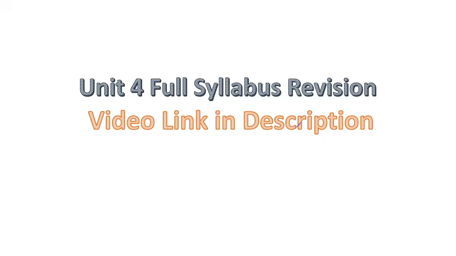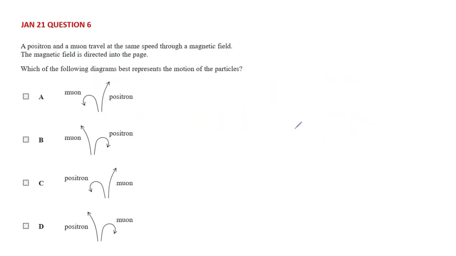Let's look at the very first question. This is not the most complicated one, but it requires you to have some ideas about the standard model. So let's see what the question says. A positron and a muon travel at the same speed through a magnetic field. The magnetic field is directed into the page. So this information is given. Which of the following diagrams best represents the motion of the particles?